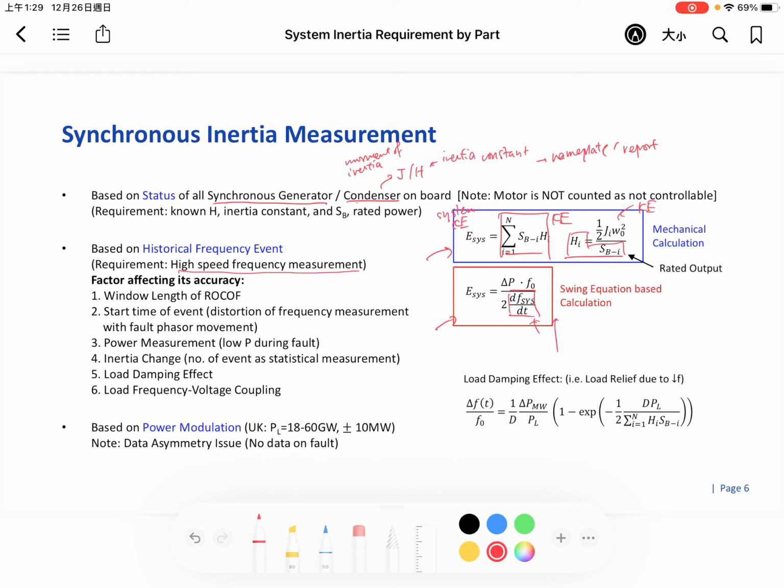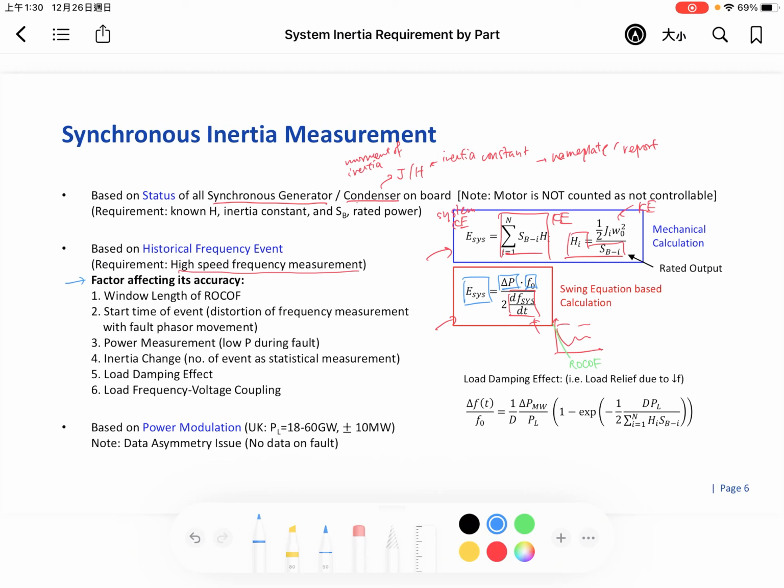This is the RoCoF. The actual change of the power, the rate of change of frequency. By having these kinds of measurements, then you can have the system kinetic energy. But here are the factors affecting its accuracy. The first one is the windowing of RoCoF.